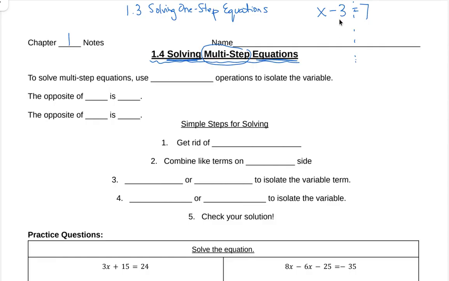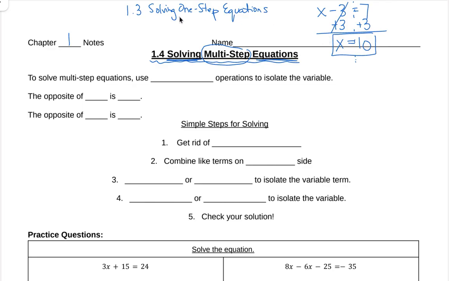And then we found out what was happening, and we said we have to do the opposite of what's happening to the variable. So right now, 3 is being subtracted from x, and so we would choose the opposite of subtraction, which is addition. So we would add 3 to this side to be able to get this to cancel out. If I do one thing to one side, I must do the exact same thing to the other, which would mean I would add 3 to that side, which would leave me with x equals 10. Okay, so just a little refresher there.